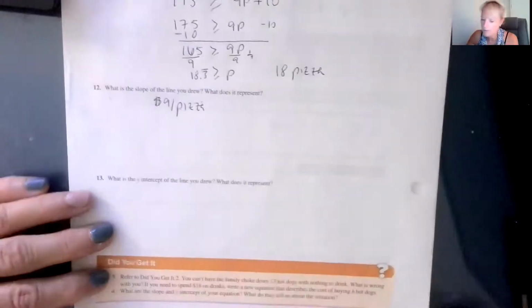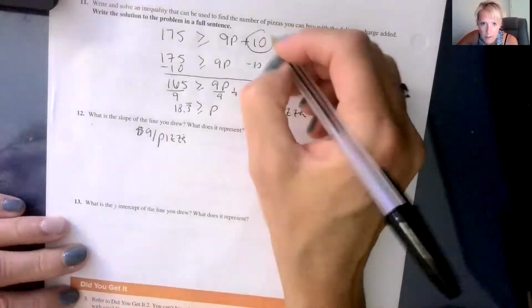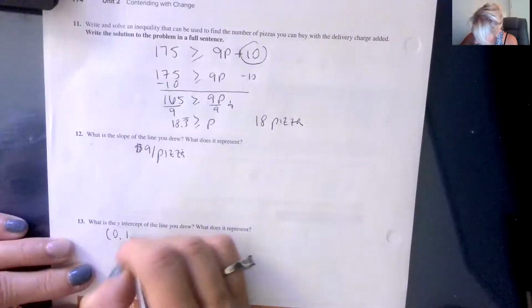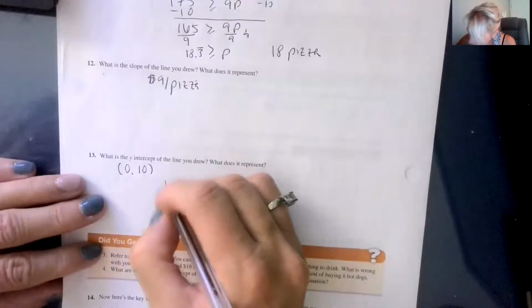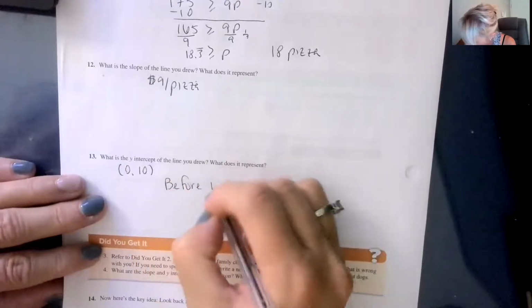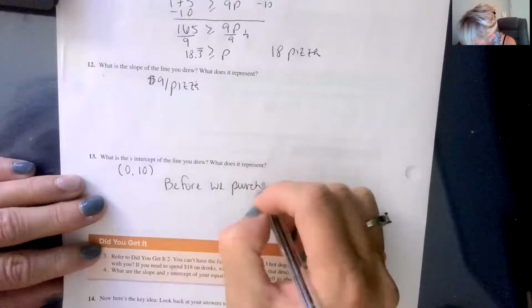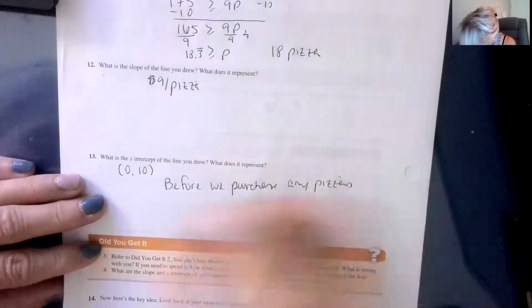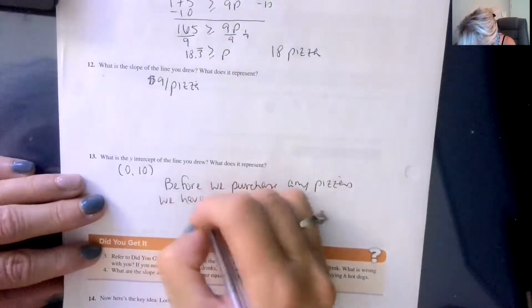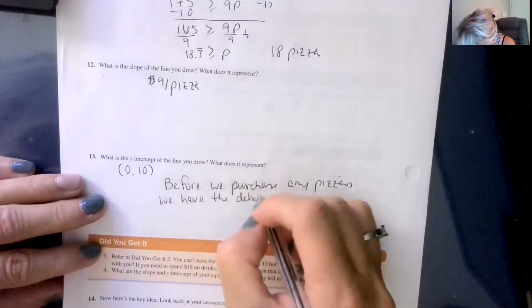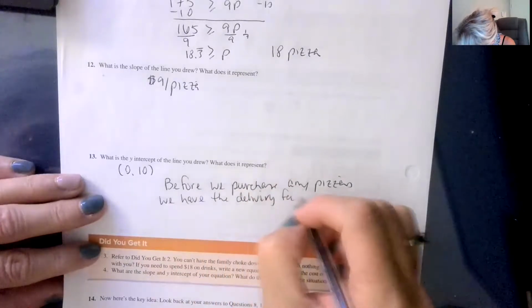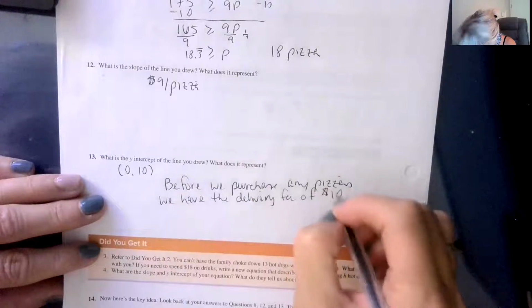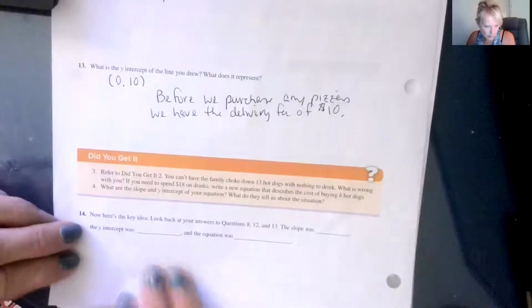What is the y-intercept of the line you drew? So the new line we drew has a y-intercept right here of (0, 10). So really that means before we purchase any pizzas, we have the delivery fee of $10, period.